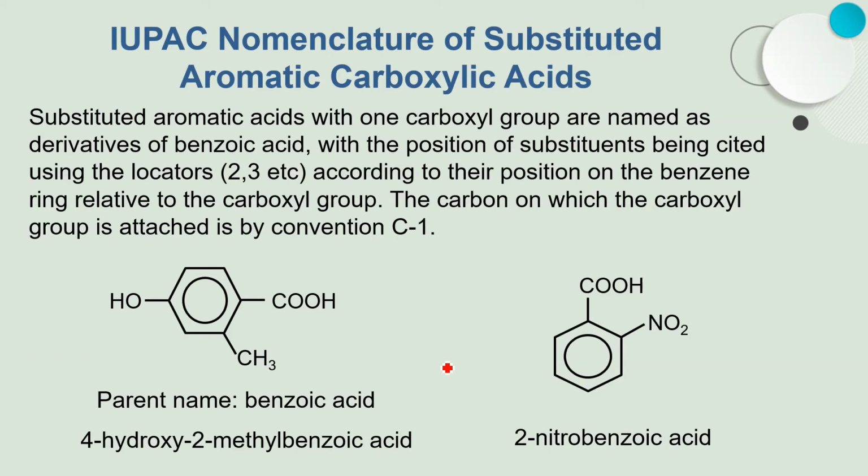Substituted aromatic acids with one carboxyl group are named as derivatives of benzoic acid, with the positions of the substituents being cited using locators according to their position on the benzene ring relative to the carboxyl group. The carbon to which the carboxyl group is attached is C1. This is the same as the previous example. When the carboxyl group is attached to the benzene ring, the carbon in the benzene ring will be numbered as carbon number 1. This IUPAC name is 4-hydroxy-2-methylbenzoic acid, while the second structure's IUPAC name is 2-nitrobenzoic acid.